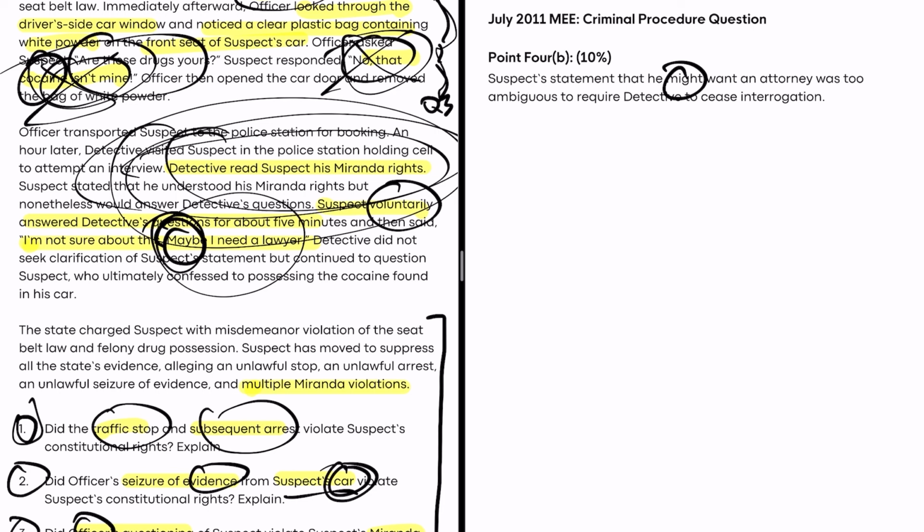Under these circumstances, the detective was not required to cease the custodial interrogation of the suspect under Miranda v. Arizona. If the suspect wanted his lawyer present, he's got to say it. Miranda v. Arizona puts the duty affirmatively on the suspect. They have to say, I want my lawyer. I need my lawyer. I'm not going to talk to you anymore until I have my lawyer. I'm invoking my Fifth Amendment right to counsel. It has to be clear, affirmative, unambiguous.